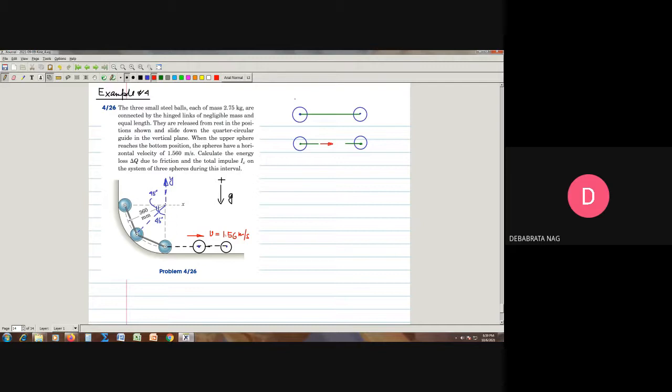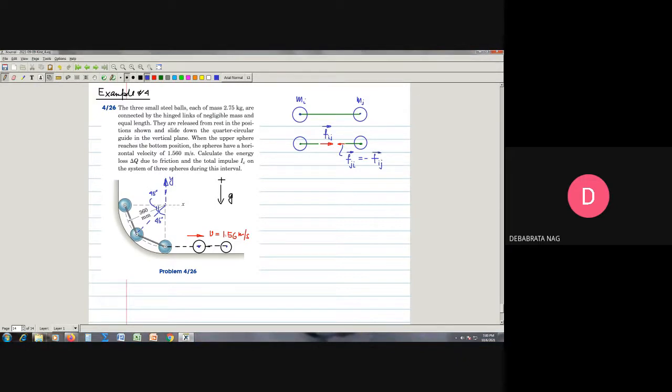We may call this Mi, and this Mj. We call this force F bar ij, and we have the other force vector here, which is F bar ji, the negative of F bar ij. That is known to us.